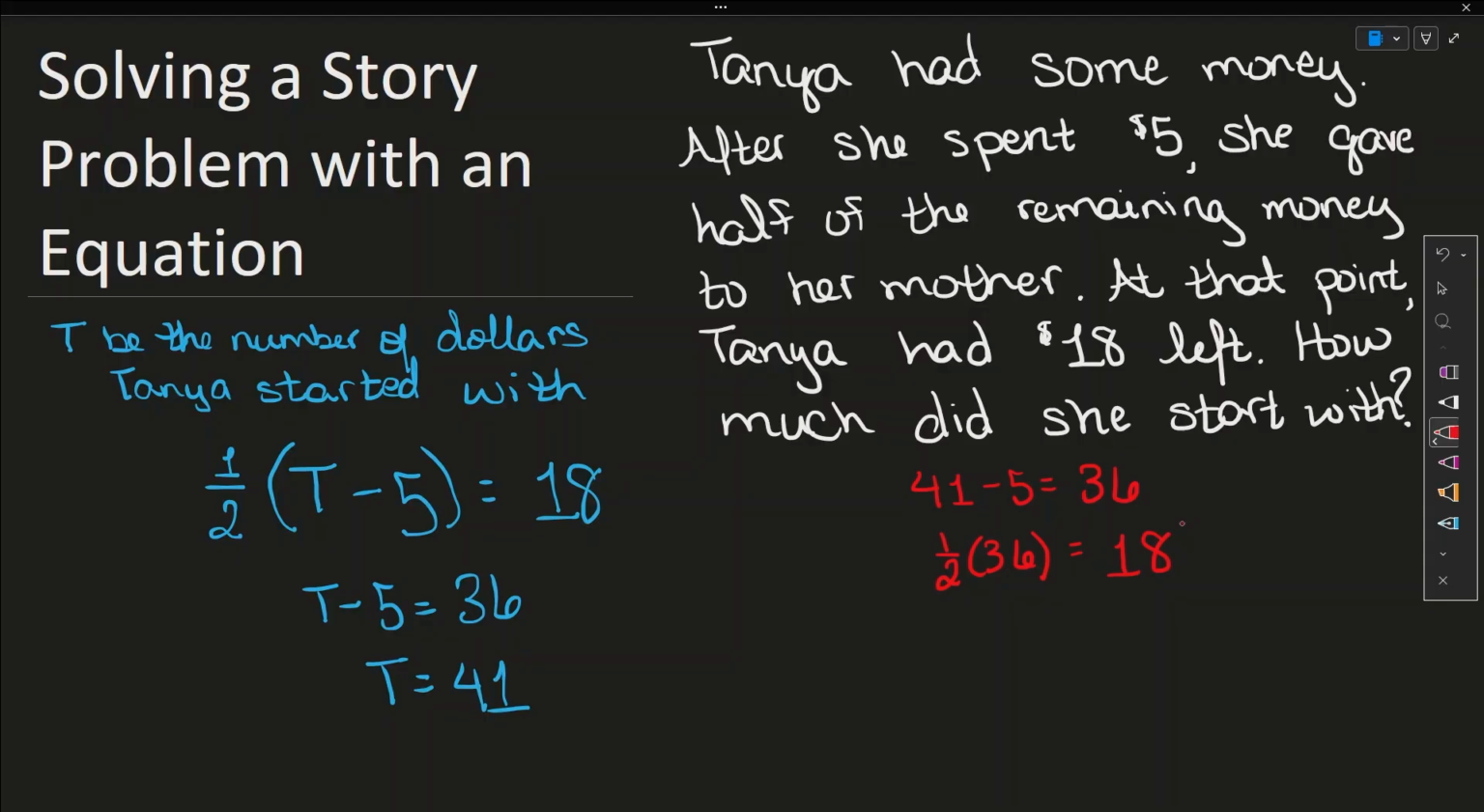There is also a teaching point here. Students may want to work backward, and that is a very good strategy. If Tanya ended with $18 after giving away half, then before giving away half, she had $36. Before spending $5, she had $41. That reasoning matches the equation solving process.